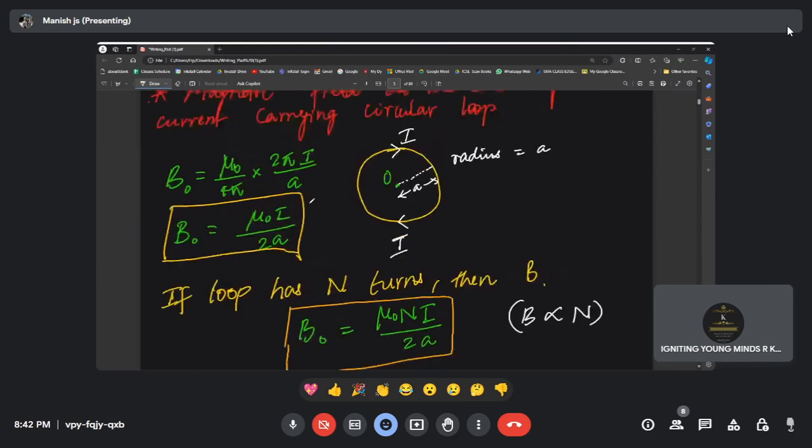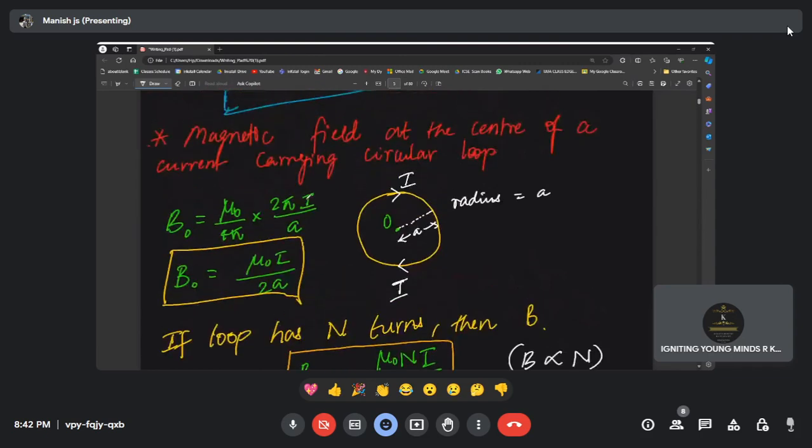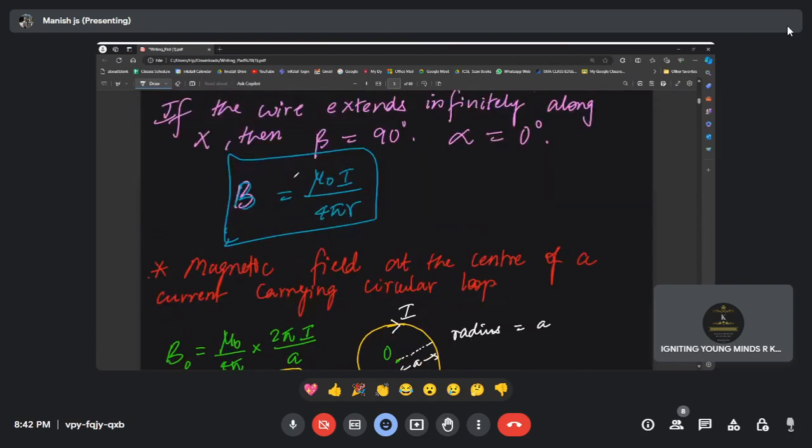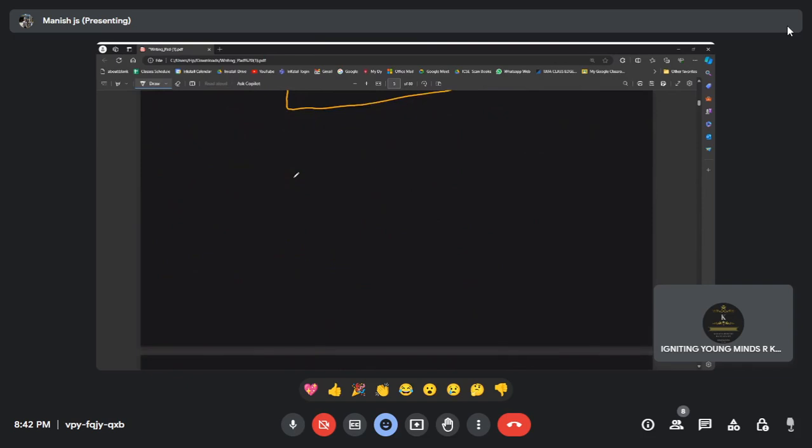Okay, so at the center. Now we have learned, at the center, when a current carrying circular loop is present, how the magnetic field is going to change. And we have also learned it for a straight current carrying conductor. Now we have a few cases like this. With that we will wind up. Now moving on to the next case.